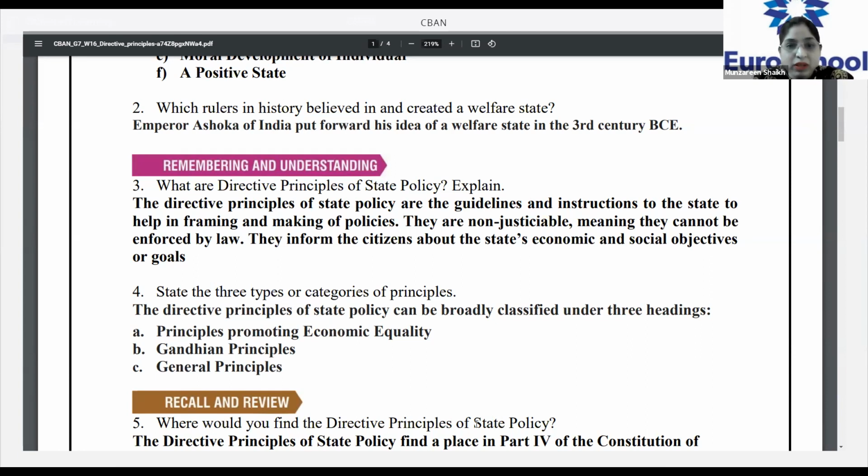Now, in this particular chapter, we have studied about 3 categories of principles. State which categories are those? Which 3 categories? Gandhian principles, general principles. Very good. Gandhian principle.